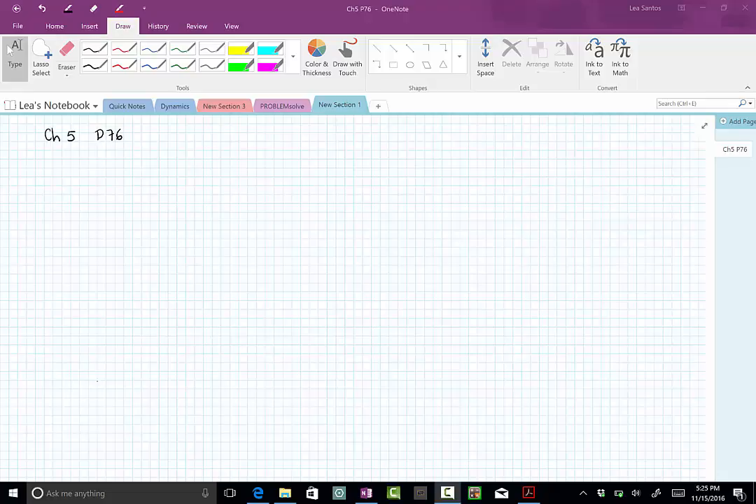Okay, we are solving problem 76 from chapter 5 of Giancoli, 6th edition. What they give us in this problem is the radius of a banked curve and the speed that this curve was designed for. Which means if you enter with that speed, you will be able to make this curve without any friction. So it's the perfect speed.